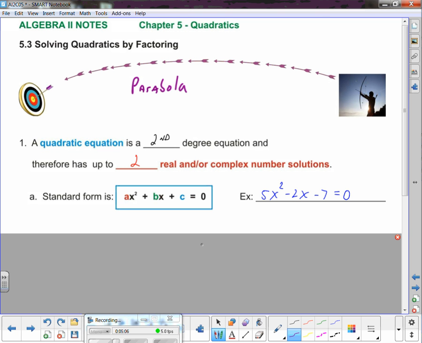All right, but that's the shape. We'll deal with that a whole lot more later. Right now, what you have to recognize is if something's squared, then it's quadratic.